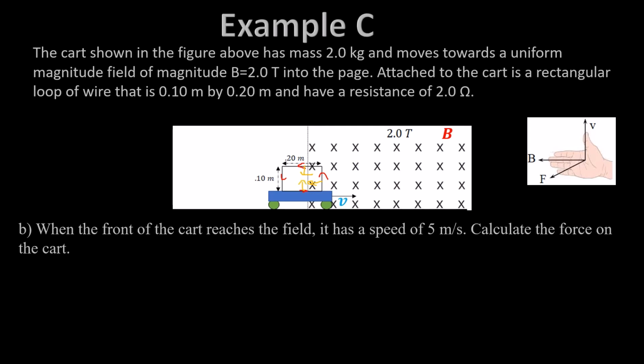So the 2 forces on the top and bottom of the cart, those are going to cancel out. And we have a net force to the left, which is going to be the force on a current carrying wire in a magnetic field, which we know is BIL.